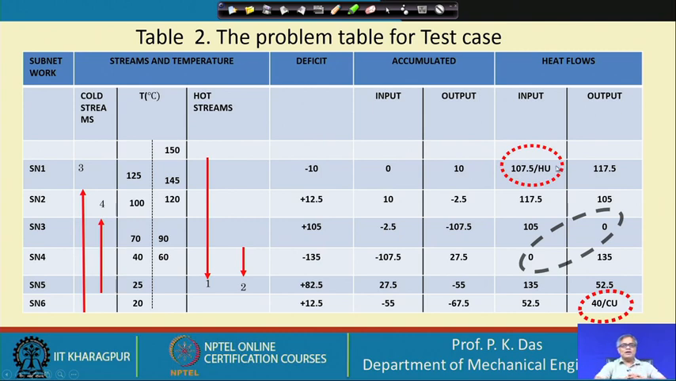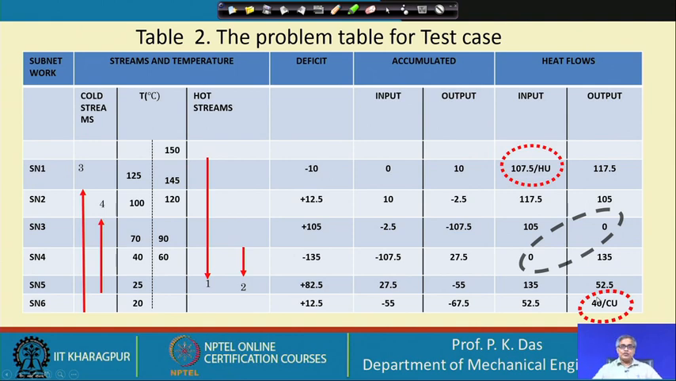So, the hot utility we have to supply is 107.5, whatever unit it may be, kilowatt. So, that is the amount of hot utility we have to supply. And then at the end of this heat exchanger network, that means at the 6th subnetwork, we will find there is an output of 40 kilowatt. So, what is that?